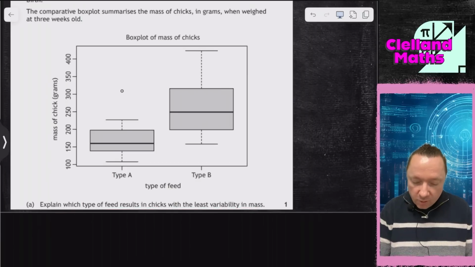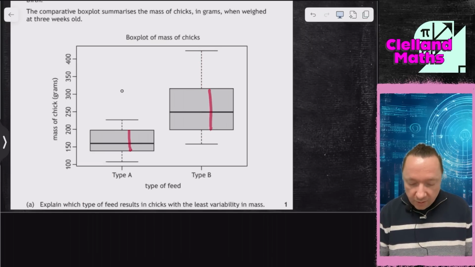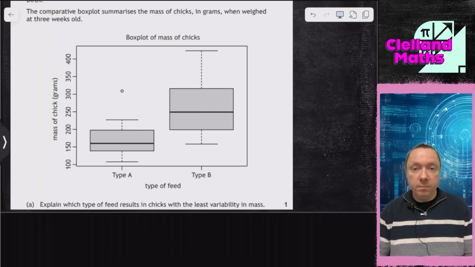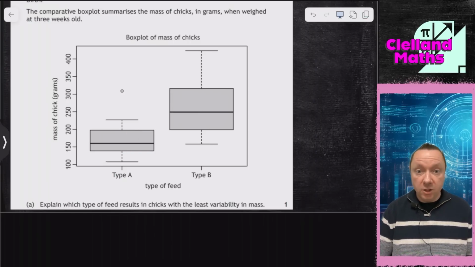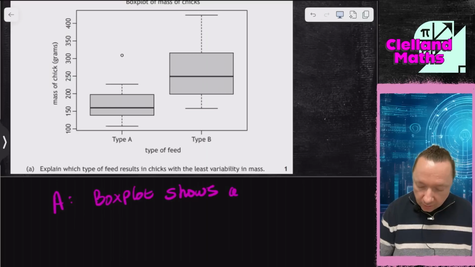Least variability in mass. Well, there is an outlier for A, but taking that out, the box and whiskers are much shorter for A than B, so less variable, less range. And looking at the actual box itself, the interquartile range is smaller for A than it is for B, because you get the interquartile range by taking away the width of the box. Basically, it's the lower quartile and upper quartile taken away from each other. So I would probably just say type A, because the box plot shows a smaller interquartile range.